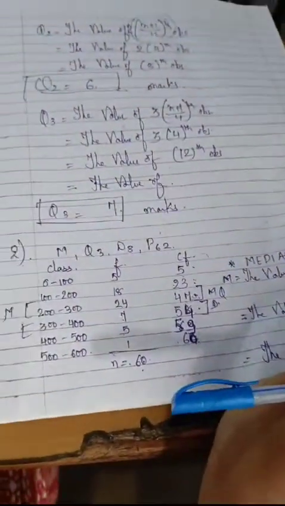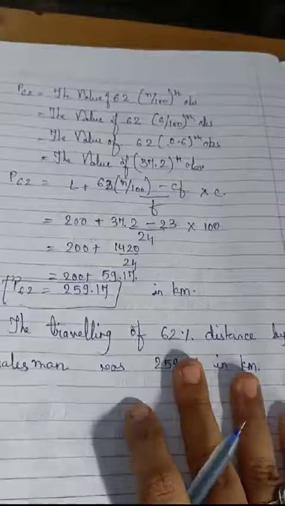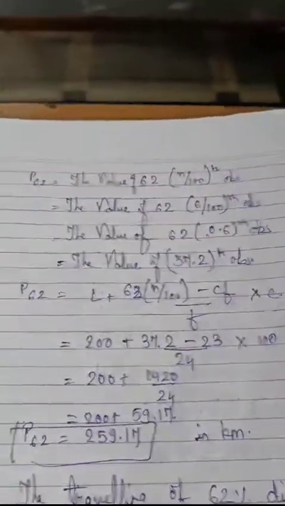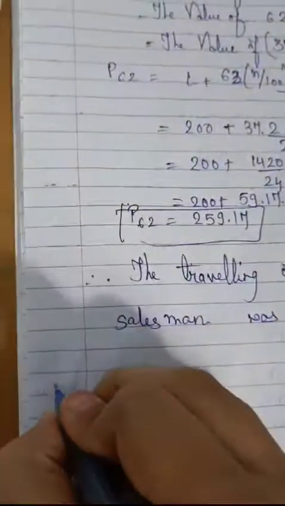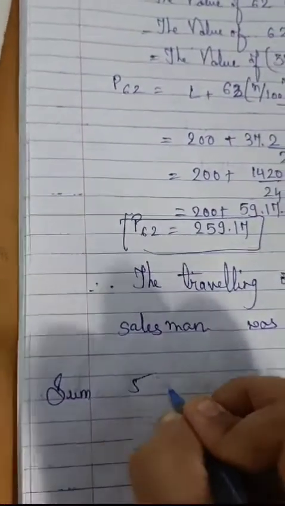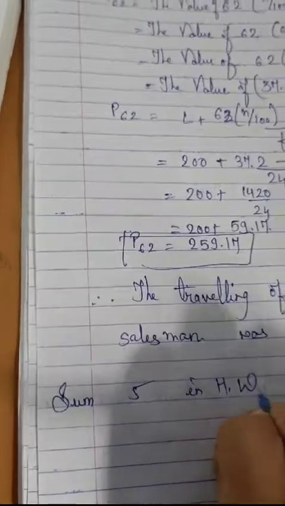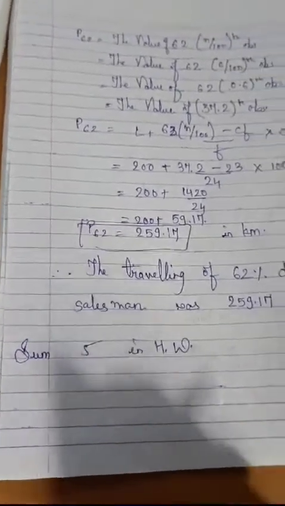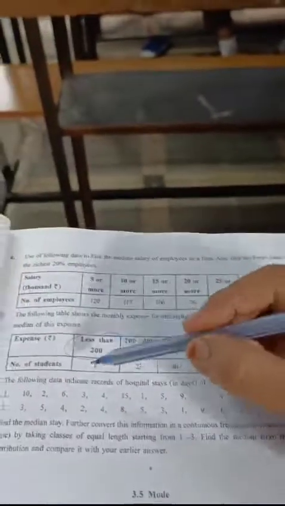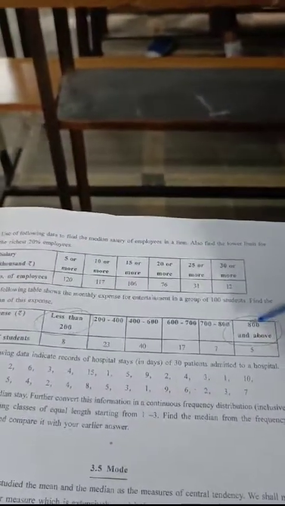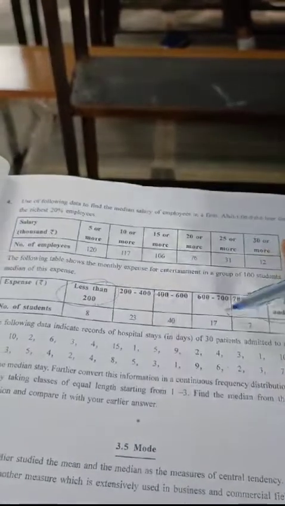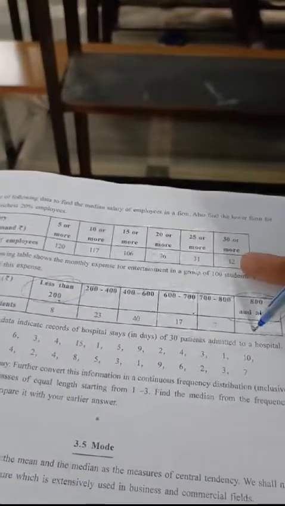Whenever continuous classes data is there, you compulsorily have to take the L formula and find it like this. Okay, so based on this you will have sum number 5 as homework. I am writing here sum number 5 in homework. No need to worry, because sum number 5 has open-ended classes data, so no need to worry about it.